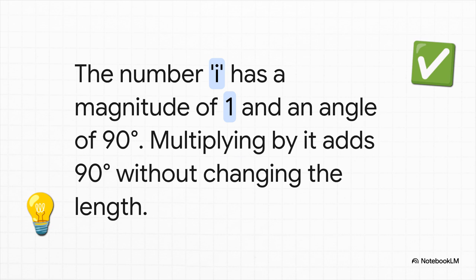And this takes us all the way back to the beginning. Why does multiplying by i cause rotation? Well, think about i in polar form. Its distance from the center is exactly 1, and its angle is exactly 90 degrees. So, when you multiply something by i, you multiply its length by 1, which does nothing. But you add 90 degrees to its angle. You get a pure, perfect rotation. And just like that, the mystery's solved.